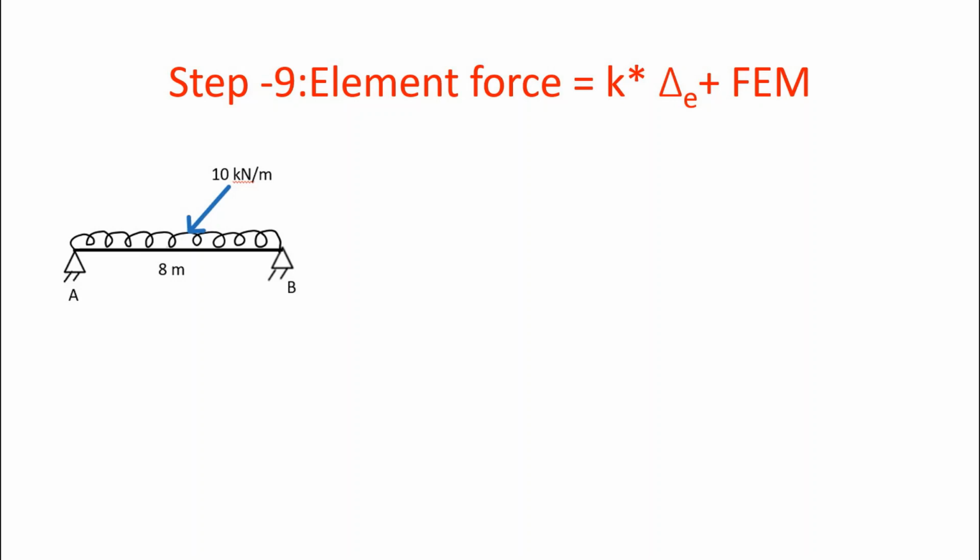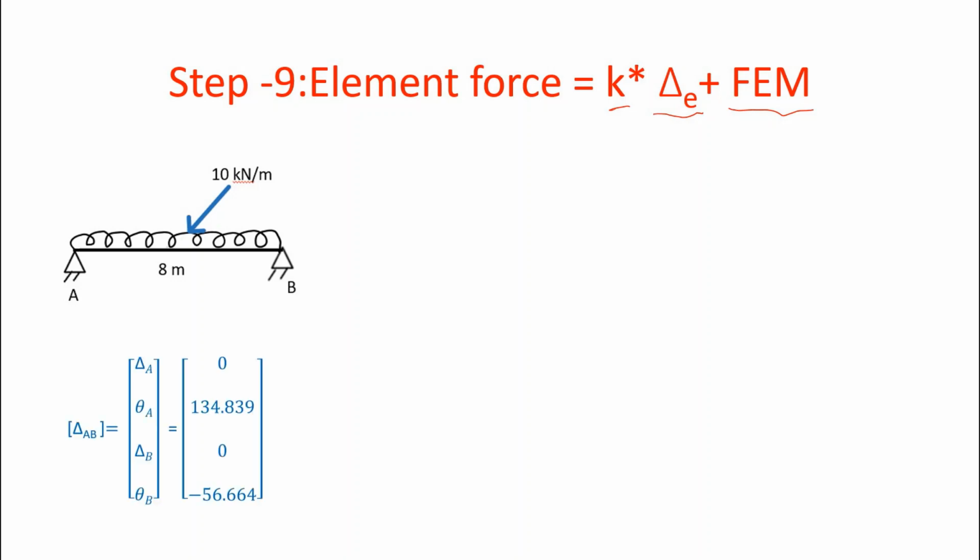So for finding out the element force, we have the equation K star delta E plus FEM. K star is the element stiffness matrix of each element. Delta is the element displacement matrix, that is, the displacement of each local coordinate in each element. And FEM is the fixed end moment matrix for each element. Okay, so let us see what the element displacement matrix is. We have four local coordinates: one at VA, second at MA, third at VB and fourth at MB.